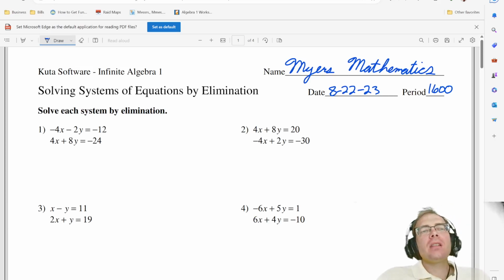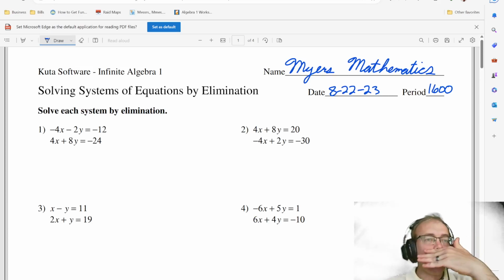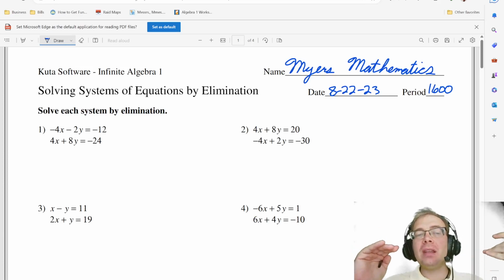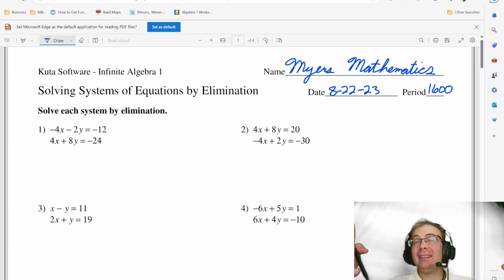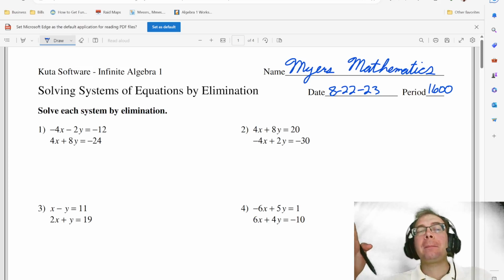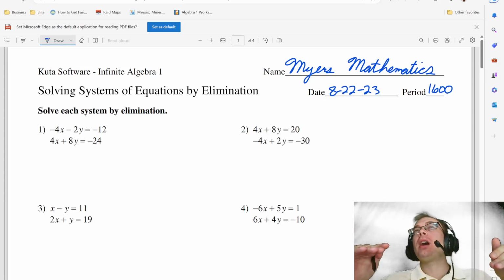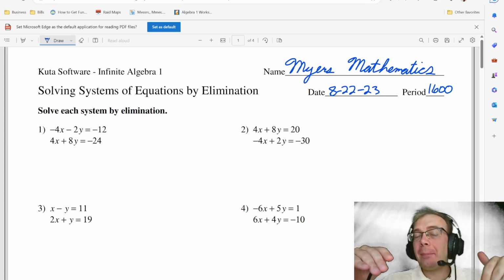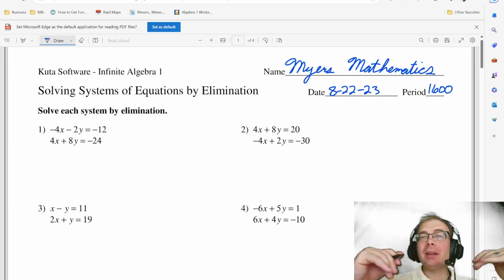This is solving systems of equations by elimination. So when we do elimination, what we're trying to do is eliminate. We're trying to get rid of one of the variables. It doesn't have to be both. It normally isn't. It can sometimes be. We might come across a problem or two where that happens, but typically that's not what happens.